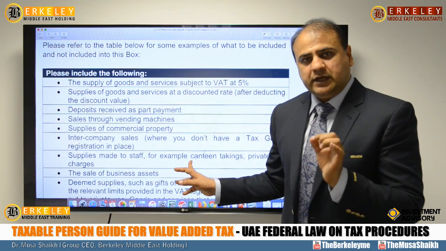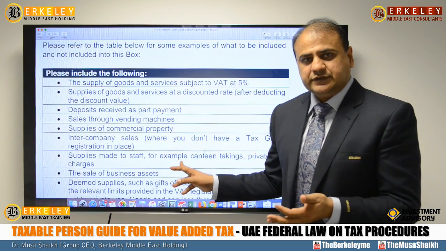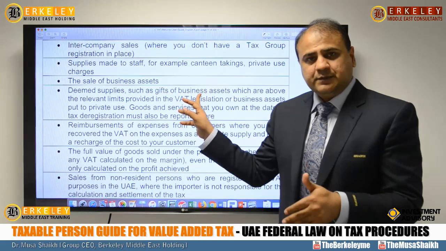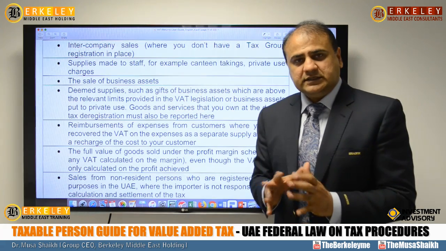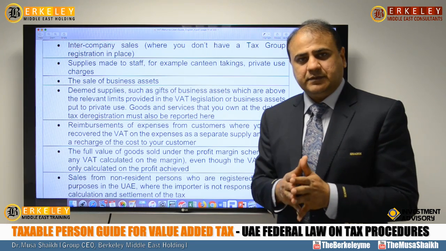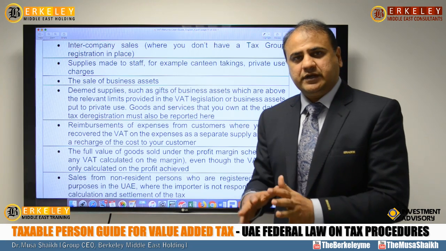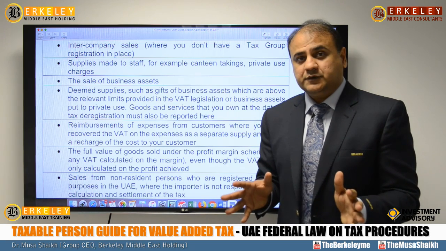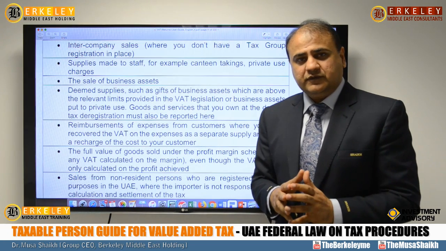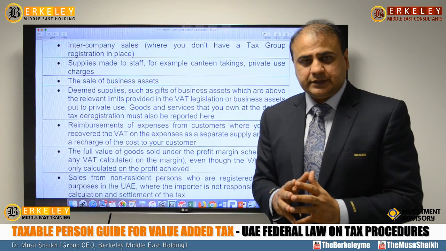Any supply made to the staff, like cafeteria, canteen, private use of these charges. If you sell any of your business assets, deemed supplies such as a gift of any business asset which is above the threshold of the acceptable gift, or any business asset that is held for private use, not for commercial purposes. Goods and services that you own at the time of tax deregistration must also be reported on that date.